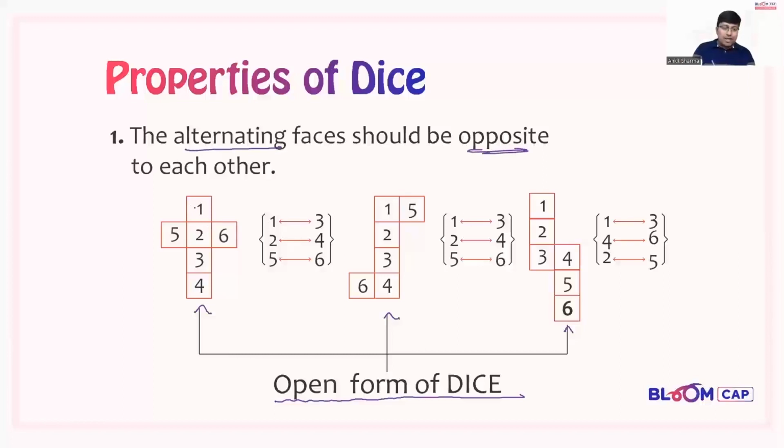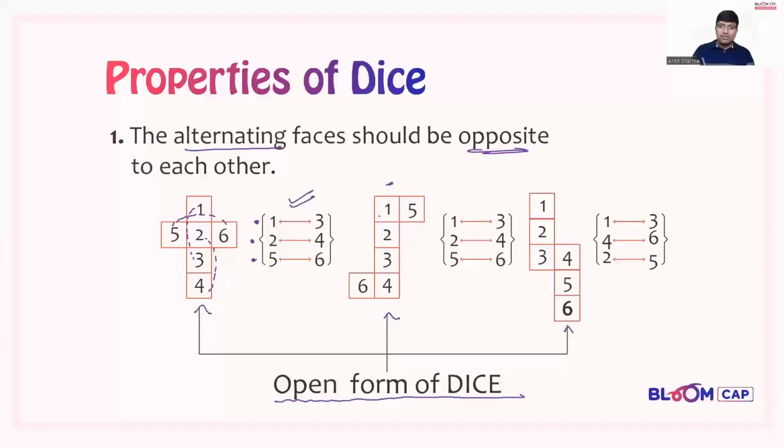For example, have a look at this image. The alternating face of 1 is 3. Hence you can see opposite of 1 is 3. The alternating face of 2 is 4. Hence you can see opposite of 2 is 4. The alternating face of 5 is 6. So opposite of 5 is 6. And hence we have done this.